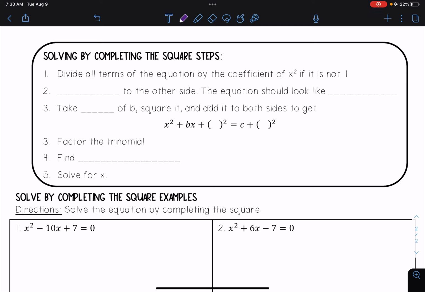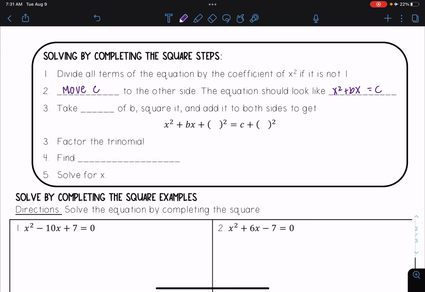So first step to solving by completing the square is we're going to divide all terms of the equation by the coefficient of x squared if it is not 1. We'll go ahead and see some examples of that in the next video. Next, we're going to move c to the other side. So the equation should now look like x squared plus bx equals c.